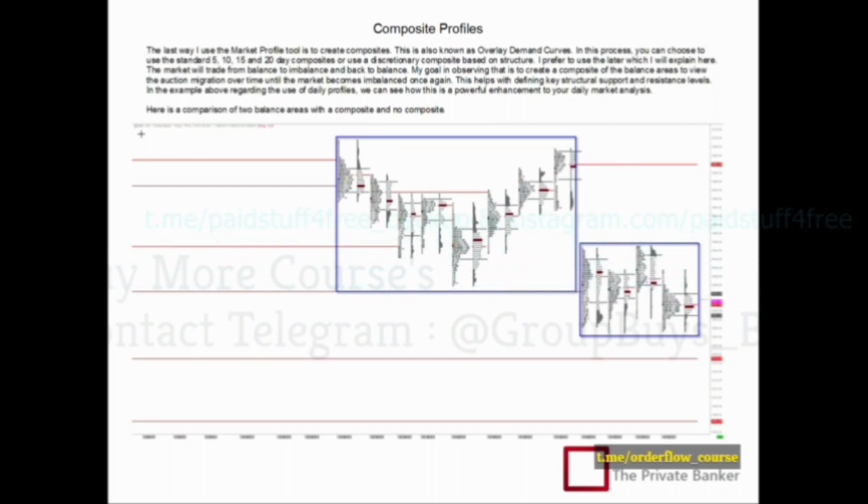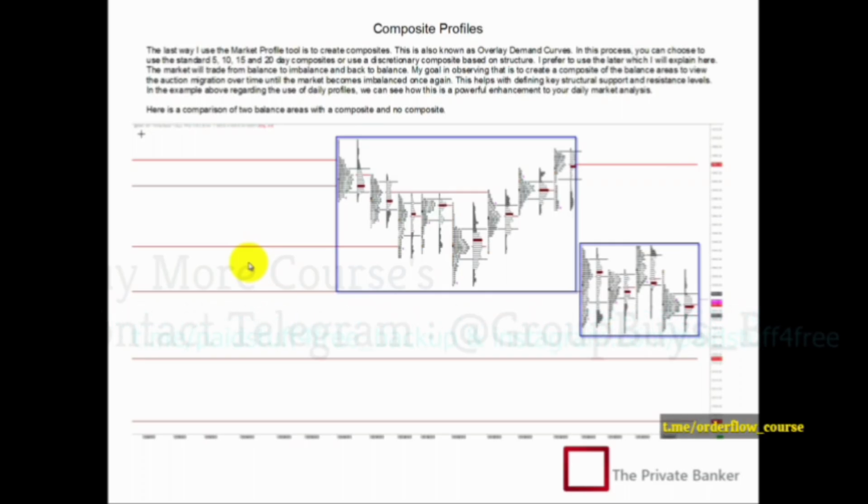And this is what I would say is a more dynamic way of looking at market profile. As I said, this is also known as the overlay demand curves, and in this process you can choose to use the standard 5 day, 10 day, 15 or 20 day composites, or, like I said, I use more of a discretionary composite, which is based on market structure.